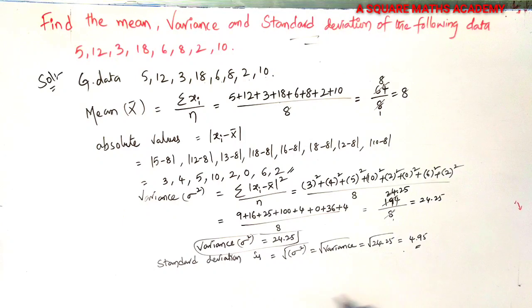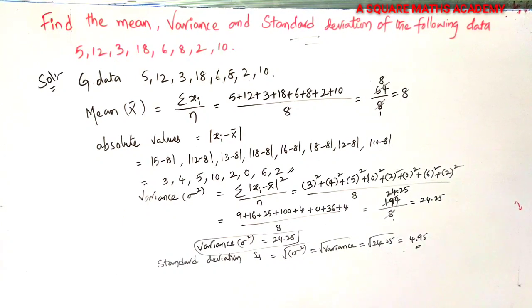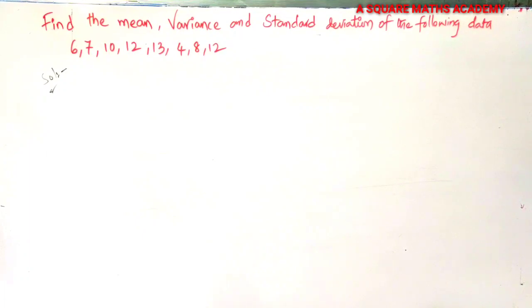Okay, so it is less than 5 and more than 4, that value is nothing but 4.95 is the approximate value, clear? Find the mean and variance and standard deviation of the following data.